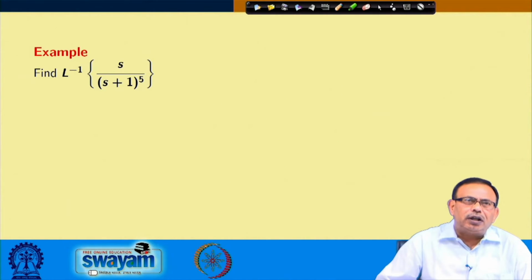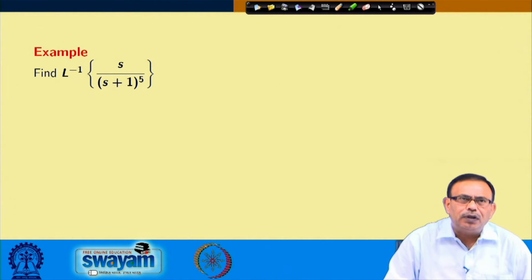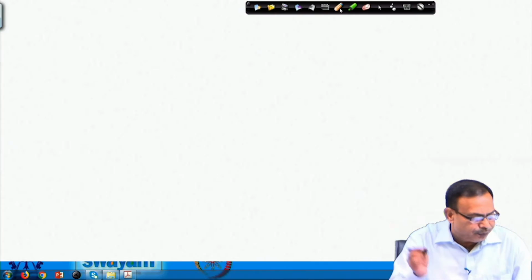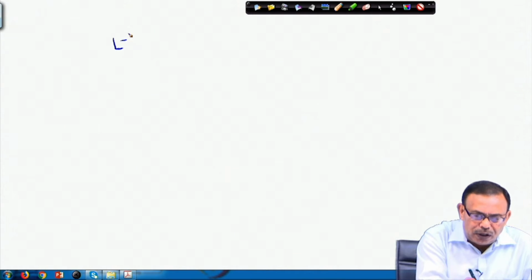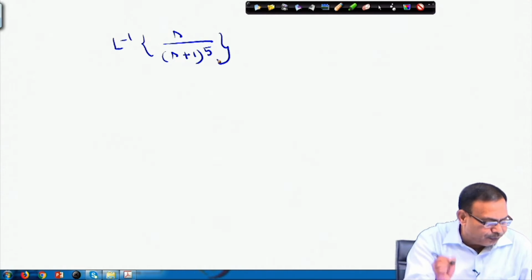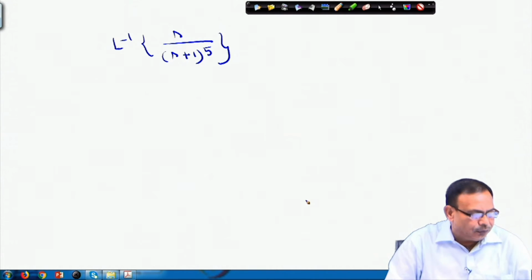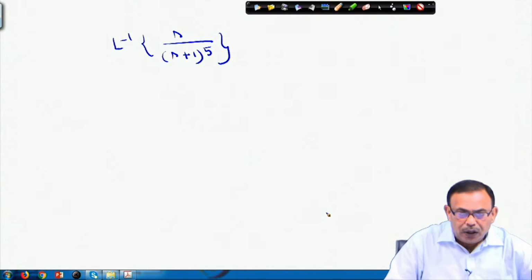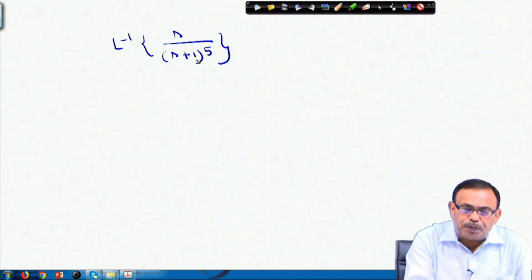So, next example is Laplace inverse of s by (s plus 1) to the power 5. So, Laplace inverse of s by (s plus 1) to the power 5. Obviously again for this particular function, if you see here you have s plus 1.